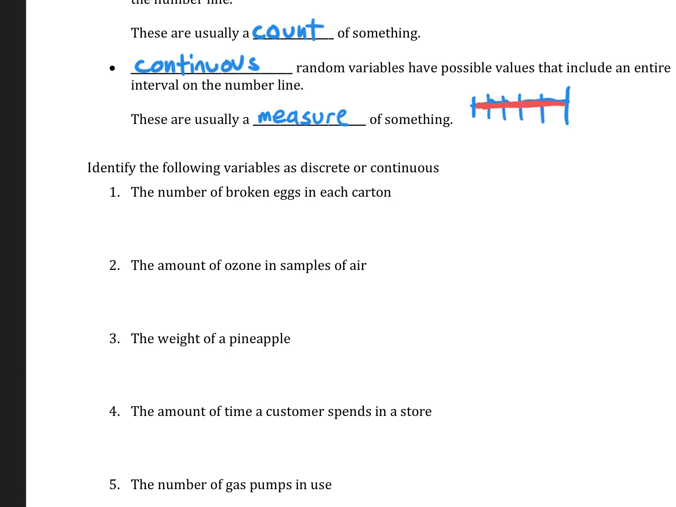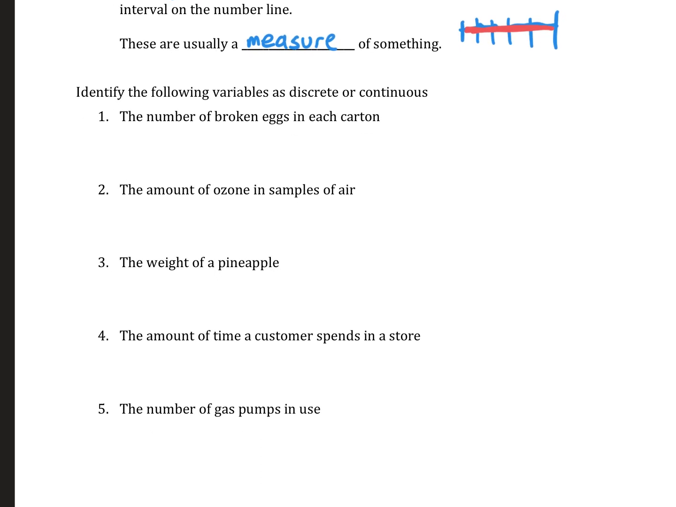Right, we have 5 examples. So the number of broken eggs, that is discrete. There are only 12 eggs in the carton, and the number of them that are broken has to be a whole number. Right, amount of ozone, that is continuous because I'm guessing that can increase by a very slight amount. So the biggest clue that something is continuous is if it can be a really long decimal.